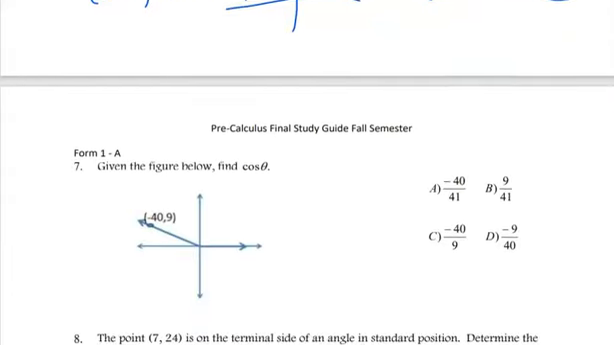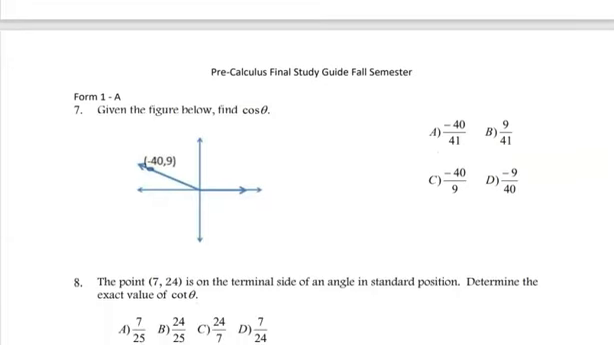Next one we asked about was number 7. Number 7, same type of problem as the last one. They gave you the coordinate (-40, 9), and then they said to find the cosine value at that place. So apparently you went left 40, up 9, and then I need the hypotenuse.